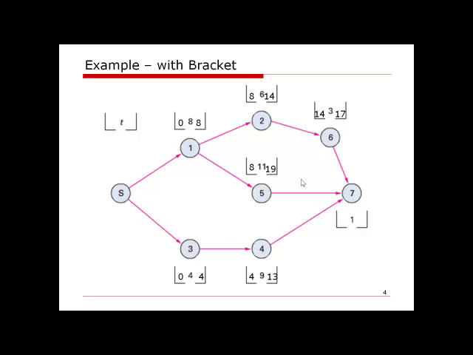Now we come to the last activity, which is activity 7. Notice that there are 3 activities that lead to activity 7, which means activity 7 cannot be started unless all these 3 activities are done.